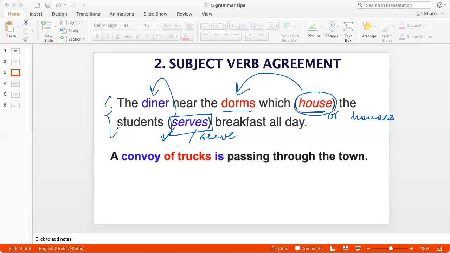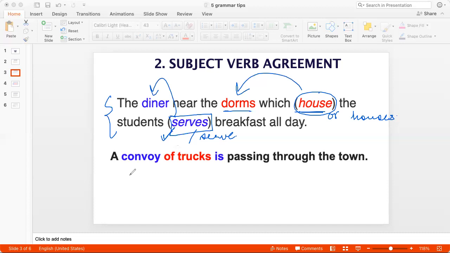So the best way to solve a subject-verb agreement question on SAT or ACT is to find out the correct subject and verb pair and then decide if the verb will be singular or plural based on whether the subject is singular or plural.